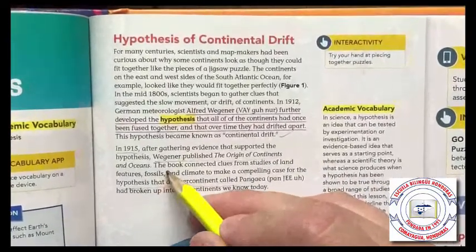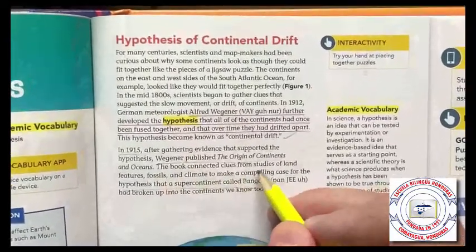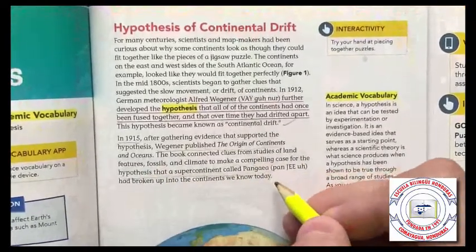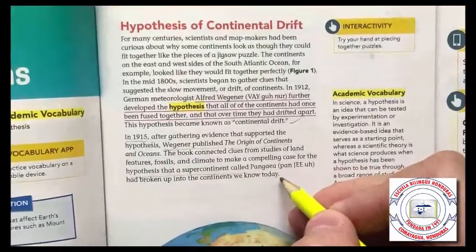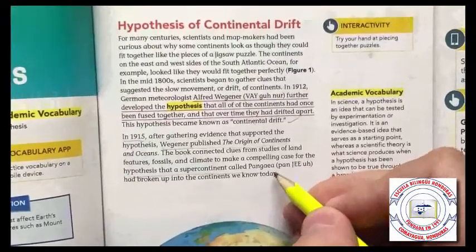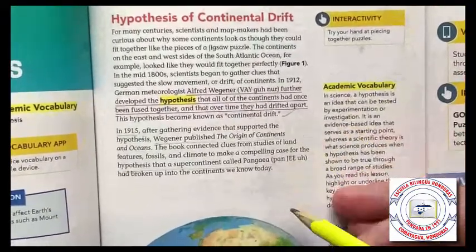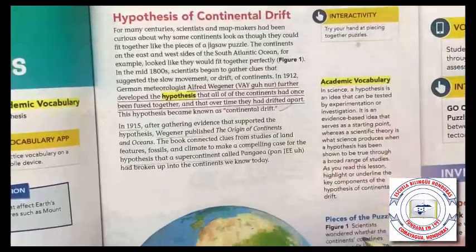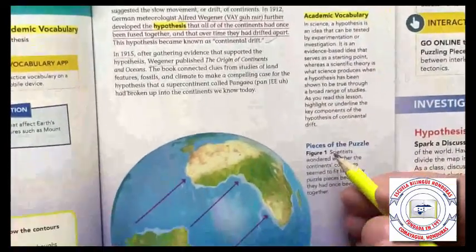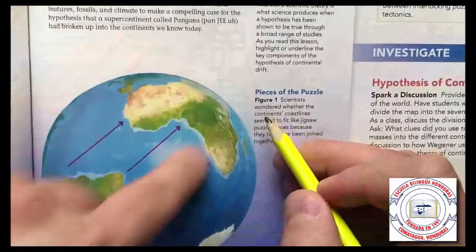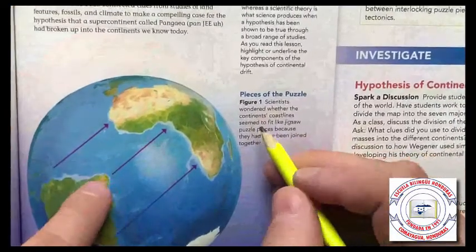Continue underlining. The book connects clues from the study of land features until, you had to underline until today. That's in the second paragraph on page 331. On this page, guys, you have a small activity, pieces of the puzzle. In figure 1, you have the Earth over here.